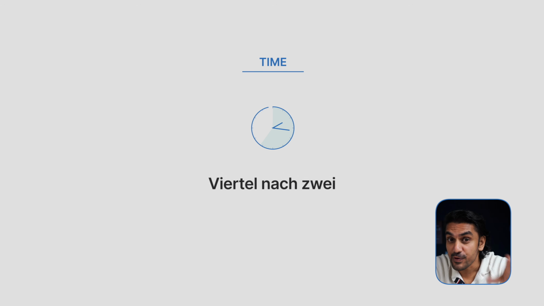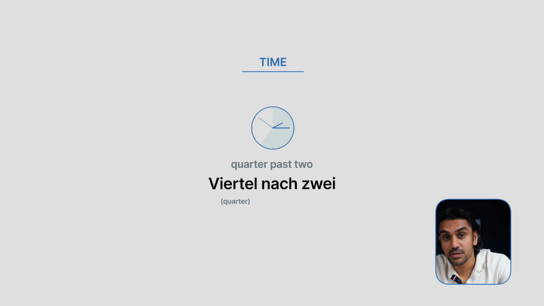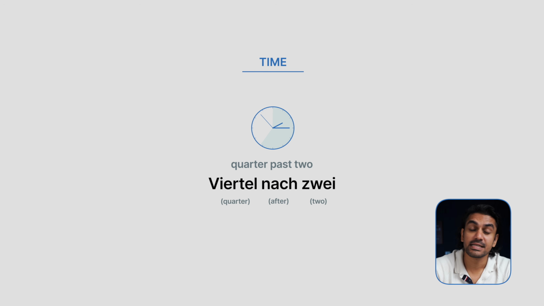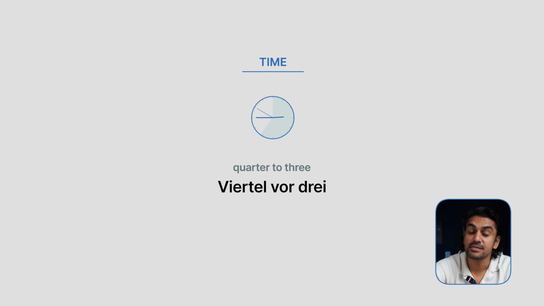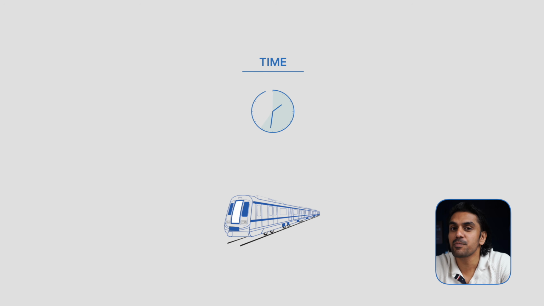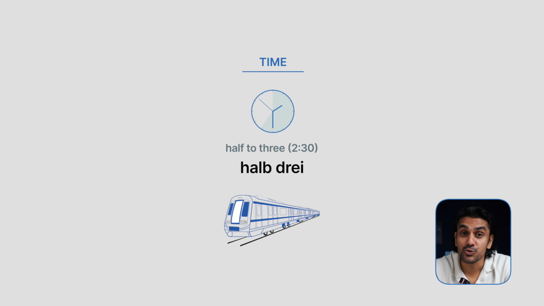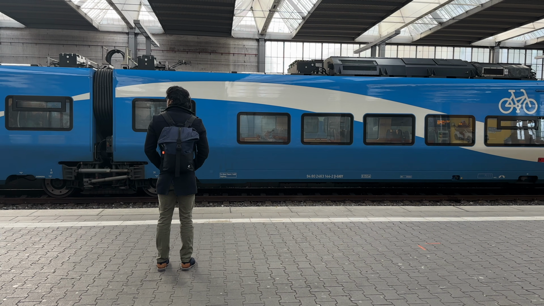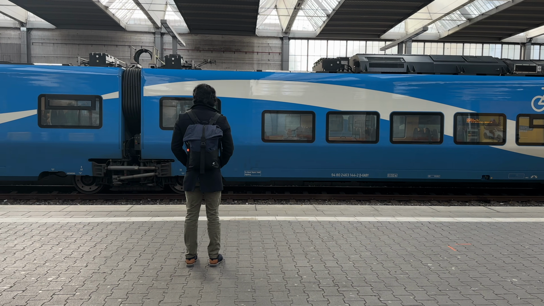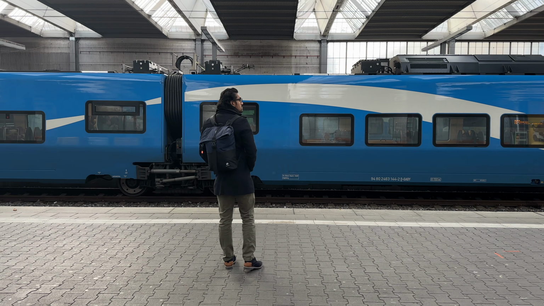For example, Viertel nach 2 means 2:15. Here Viertel means quarter, nach means after, and 2 means 2. Similarly, Viertel vor 3 means 2:45. Now, here is the part that confuses almost every beginner learner. When a train departs at halb 3, it actually means 2:30, not 3:30. So yeah, keep that in mind, or you might end up waiting at the station for an hour, wondering why the train never showed up.